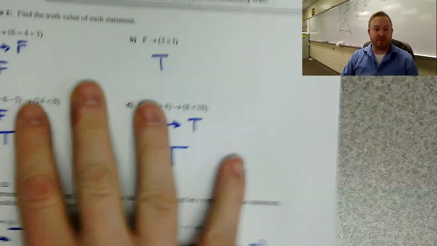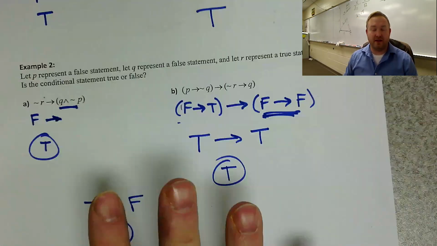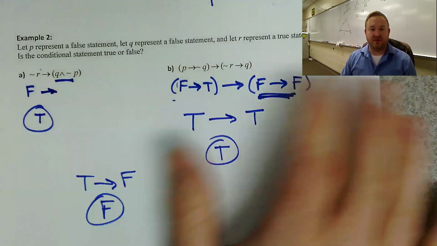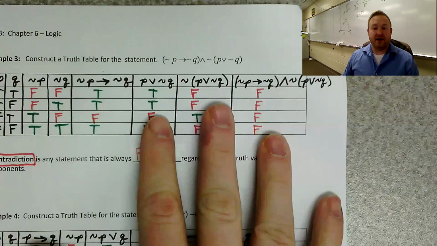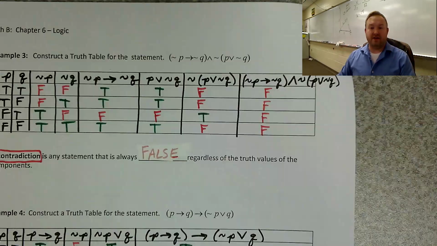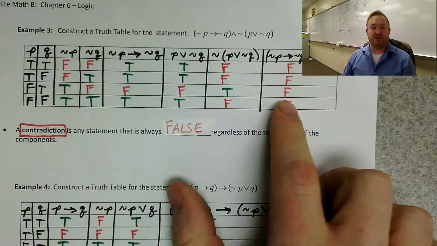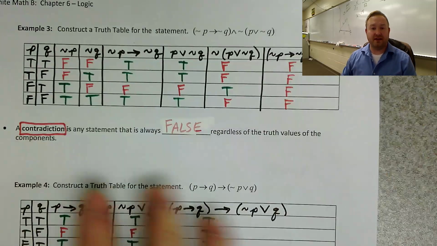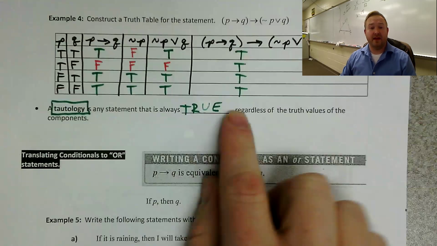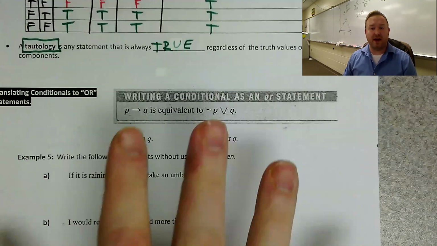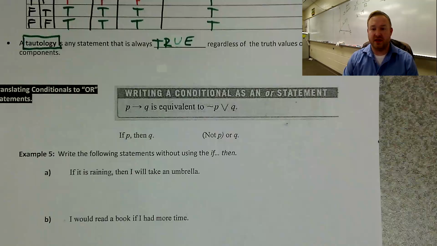All right, so we did some practice with just evaluating whether statements involving conditionals were true or false. And then we did some larger truth tables, and they don't always work out this way, but this one worked out to be all false. So we said that that's called a contradiction, and anything whose truth table ends up being all true in the last column is called a tautology.